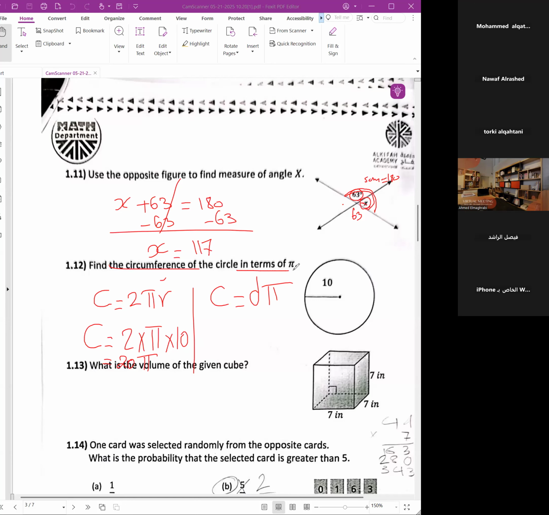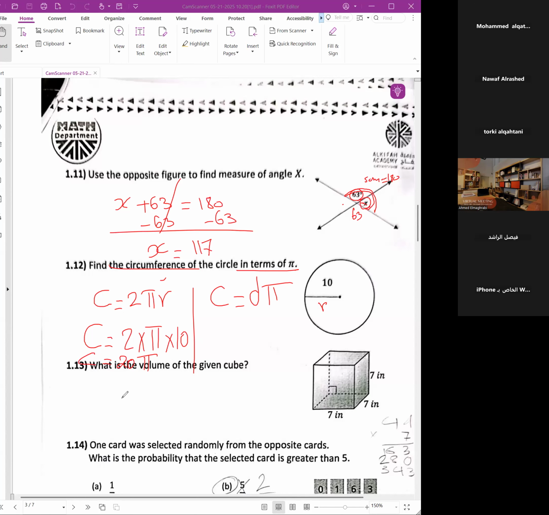He said in terms of pi, so we have to leave pi as it is. Why do we use this one? Because the given here is the radius, it's not the diameter. The diameter is the whole line, not the small part here. So 2 times radius times pi. 2 times 10 times pi, it means 20 pi. Leave it as it is.